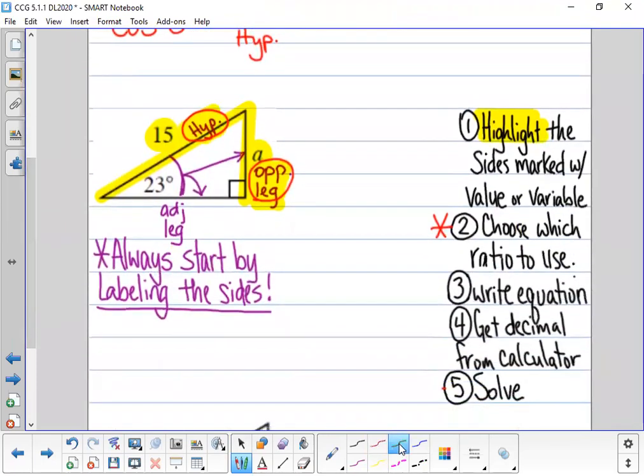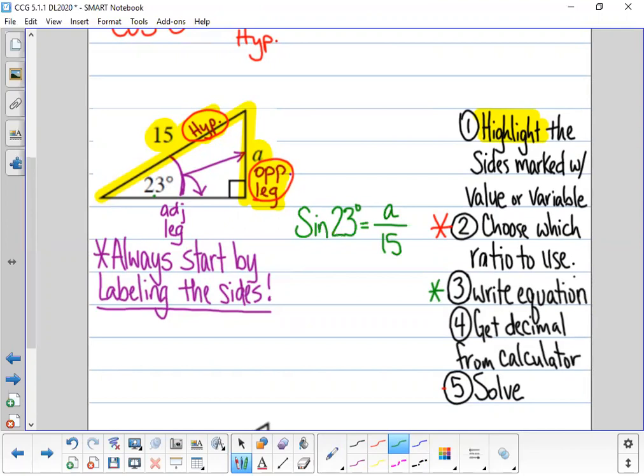Okay, step number 3, write the equation. So my equation is going to be sine of, I'm not going to put theta in there because I know theta is actually 23 degrees. It's this 23-degree angle. So I'm going to say the sine of 23 degrees equals the opposite leg, which for this diagram is marked with the variable a, divided by the hypotenuse, which is marked with the number 15. So I write my equation. Sine of 23 degrees equals a divided by 15.